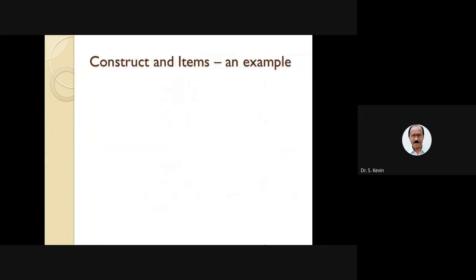Let us take an example. Attitude towards e-learning. Supposing now it's a time after COVID, we are all used to e-learning. We are also now in an e-learning session. So e-learning has become very popular, but there are different attitudes towards e-learning. Some people do not like it, some people like it. So what is the attitude of students or teachers towards e-learning? We want to find out.